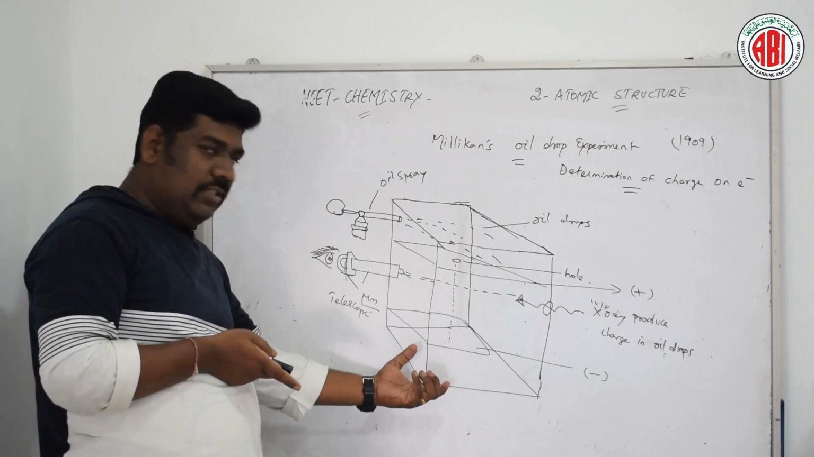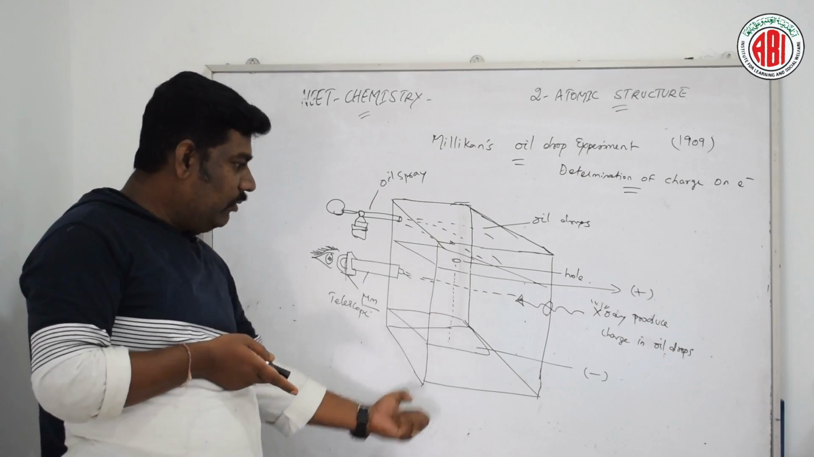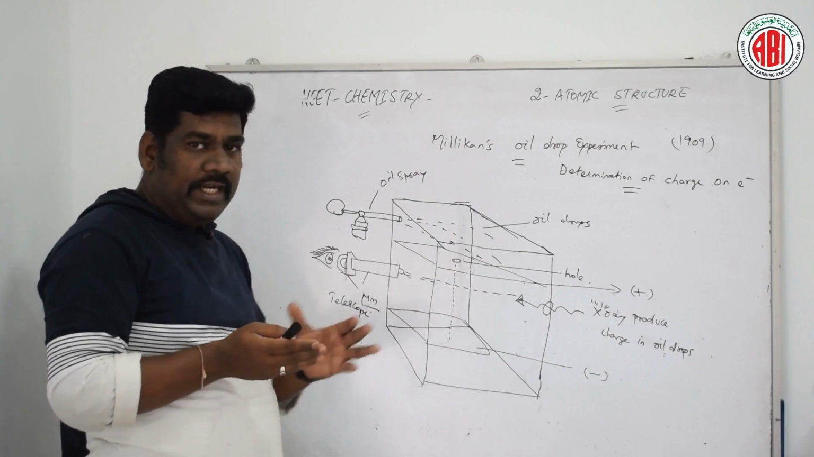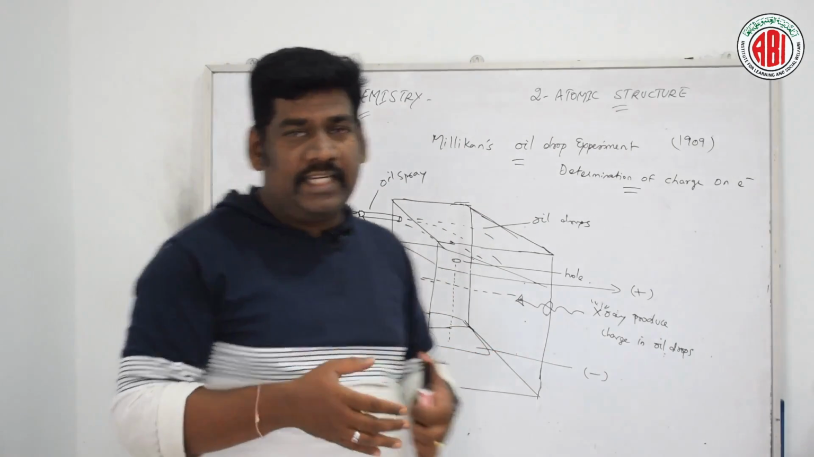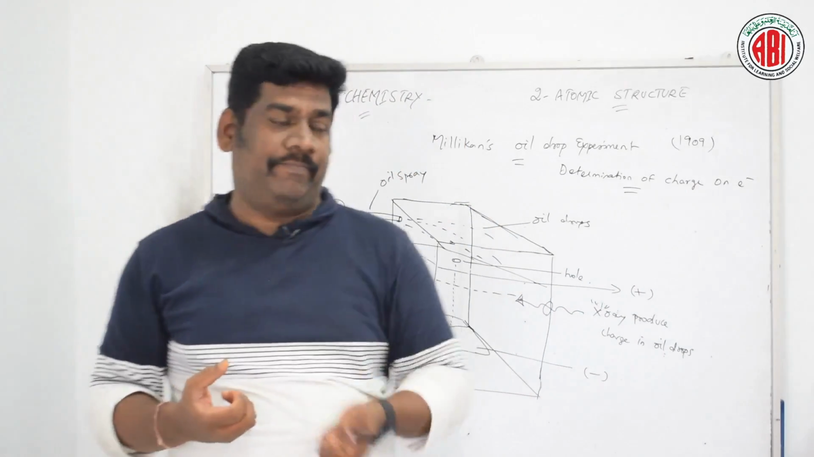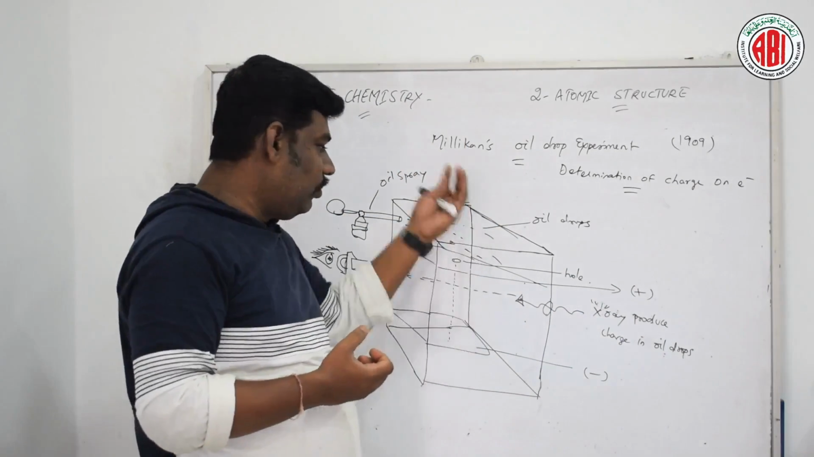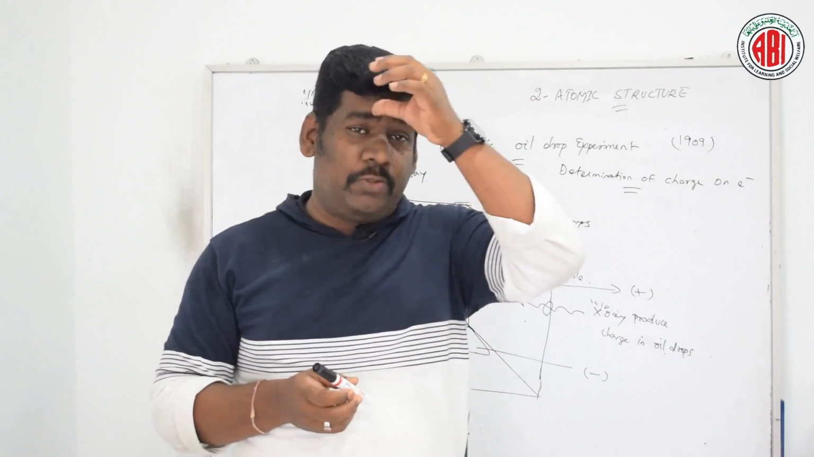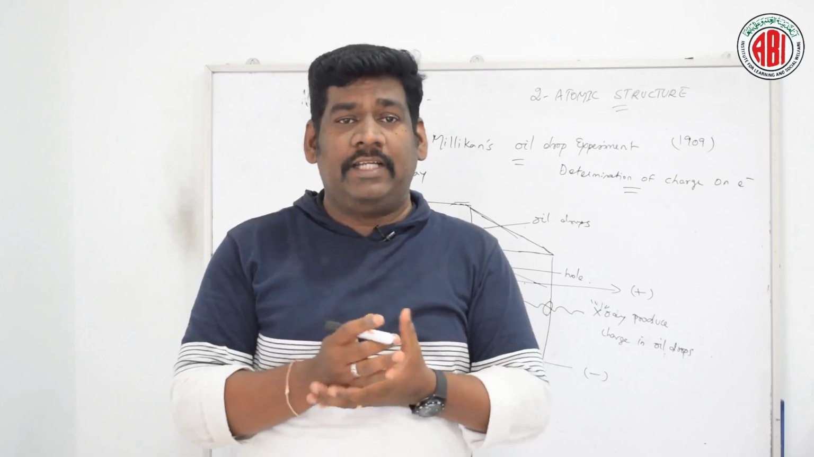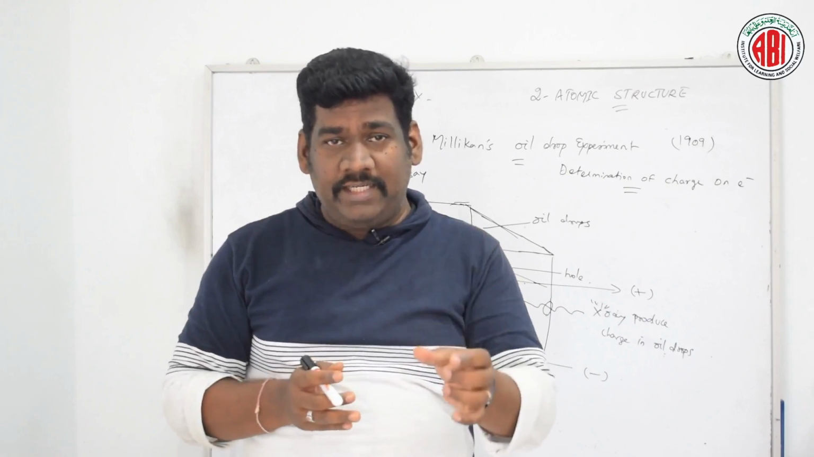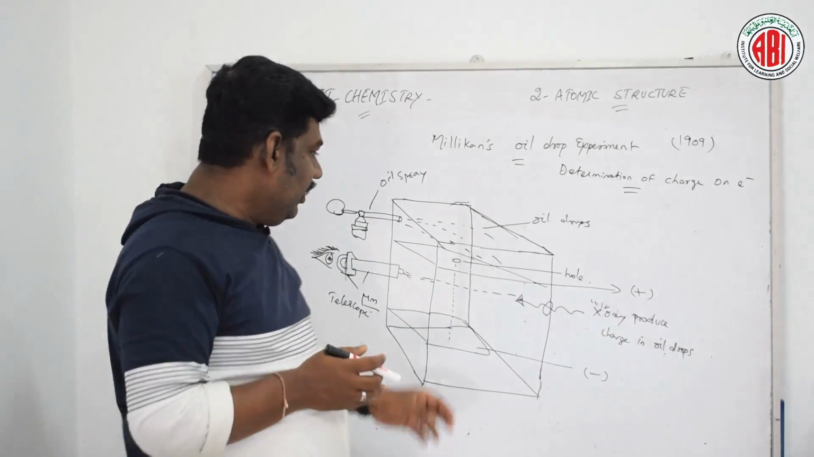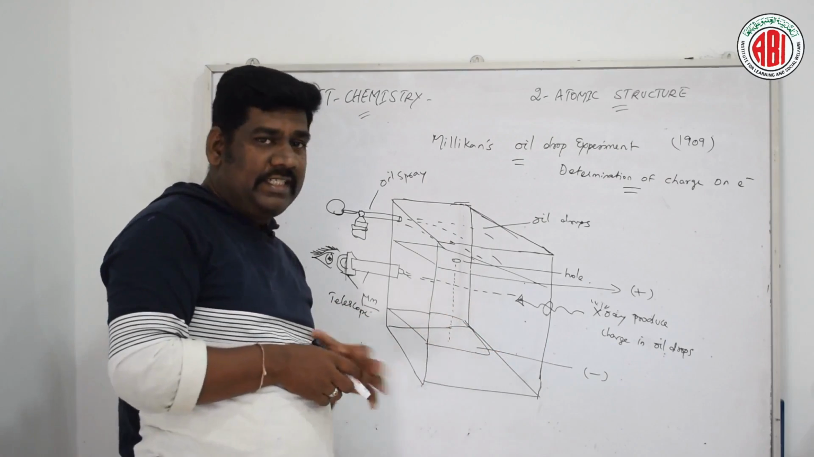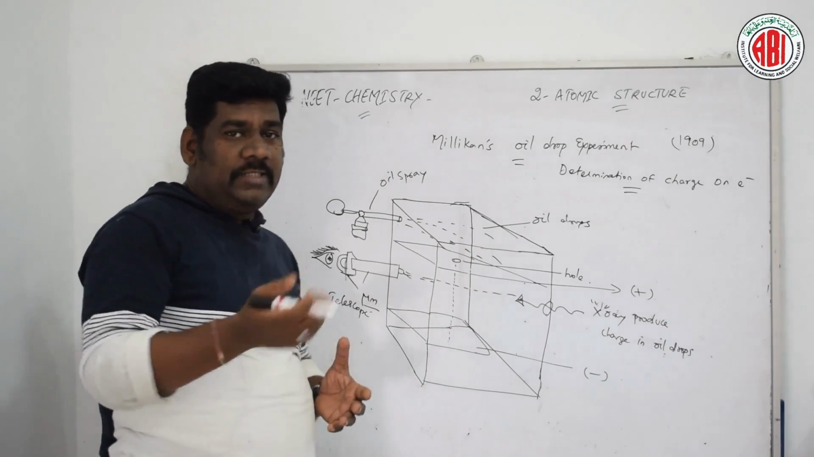The gravitational force pulls the oil drop down from one side, and on the other side these two plates create an electric field, and this electric field pulls the oil droplets in the upward direction. So with both forces acting together, finally the oil drop remains stationary at one point. This can be adjusted by supplying electricity through these two plates.